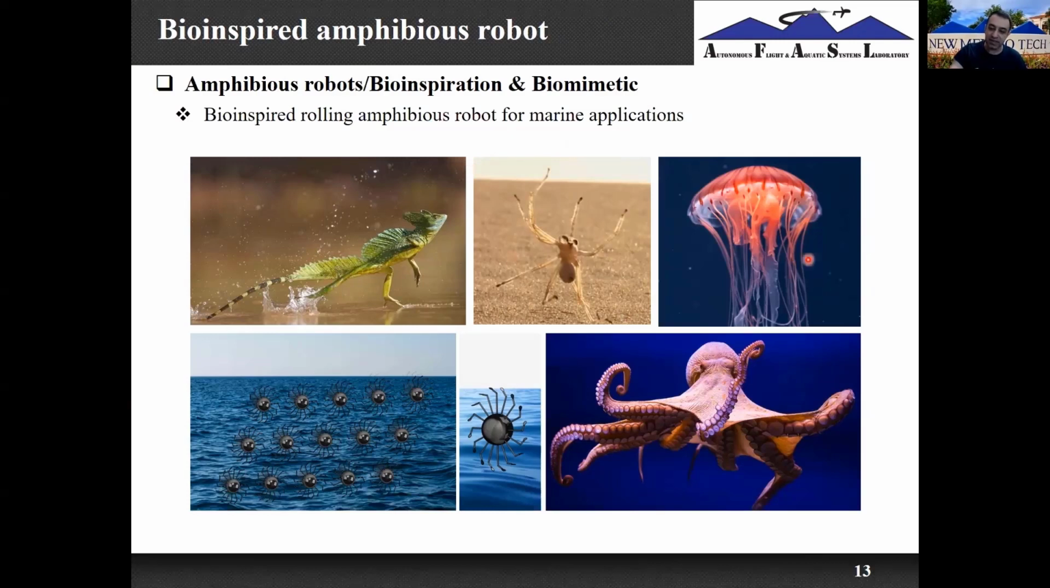Now think about designing a concept like this: a spider-inspired rolling rover which can roll over the water like this spider or this lizard, and can also fold its legs like a jellyfish and octopus, sink into the water, swim under the water, and perform different types of missions. These are other projects that one of my master's students is working on in this topic.